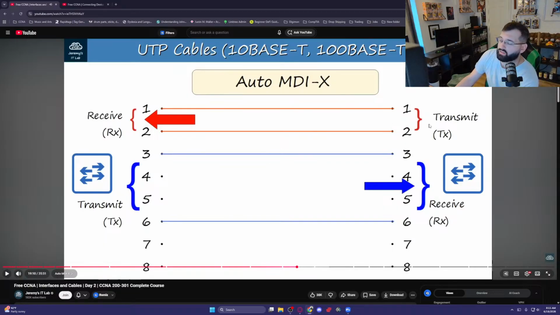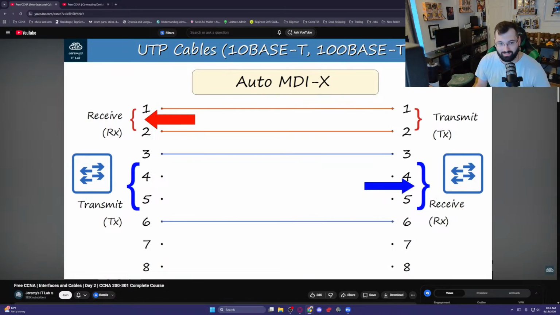Okay, so my thing with this is, I'm glad that we have this Auto MDIX protocol, whatever, that just kind of adjusts on the fly. But why was it different to begin with? Why wasn't the port standardized on all platforms? On the PC, the switch, the router, the firewall? Why wasn't that the same across the board?